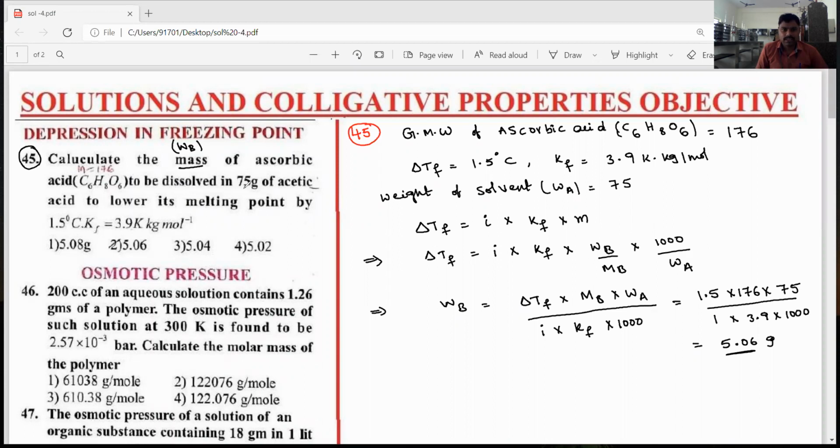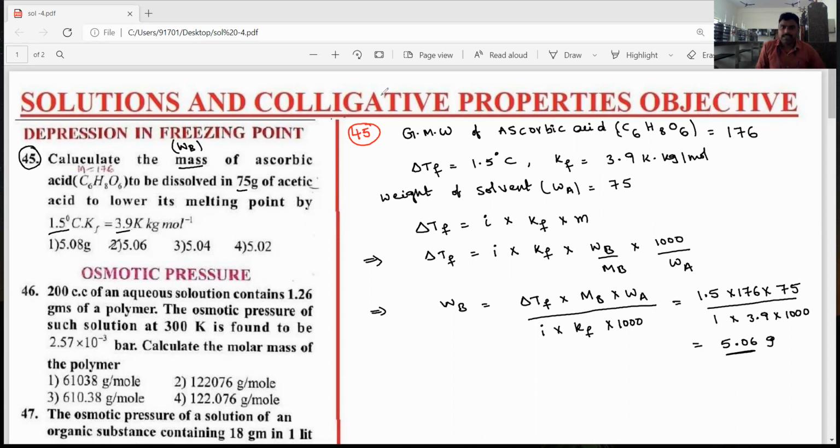It is dissolved in 75 grams of acetic acid, and its lowering of melting point, or depression of freezing point temperature, is 1.5 degrees Celsius. Kf means molal depression constant or freezing point constant. The Kf value they gave is 3.9 Kelvin kg per mole. So we need to find out the WB, mass of solute or weight of ascorbic acid.